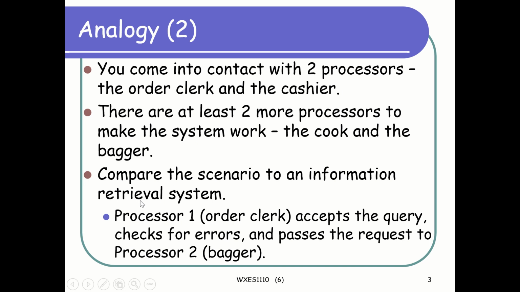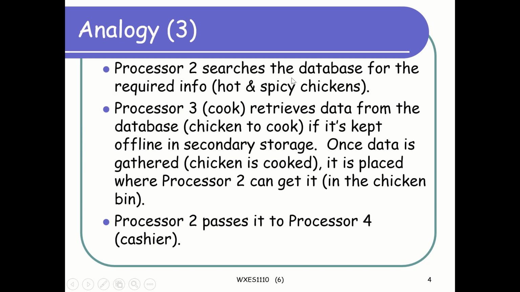Compare the scenario to an information retrieval system. Processor 1 is the order clerk, which accepts the query, checks for errors, and passes the request to processor 2, which is the bagger. Processor 2 searches the database for the required info, like whether your hot and spicy chicken or original recipe, it's up to you. And processor 3, the cook, or we don't call it a chef at KFC, retrieves data from the database, where the chicken to cook is kept offline in secondary storage.